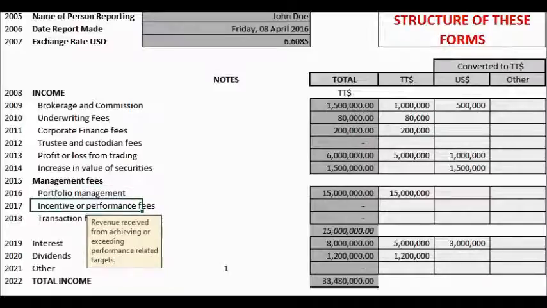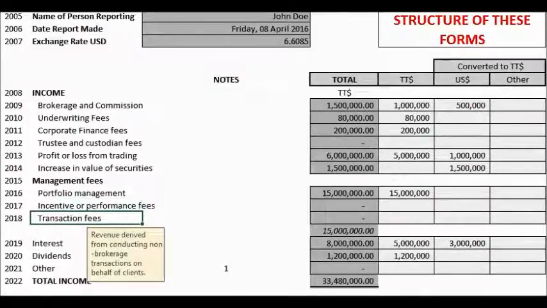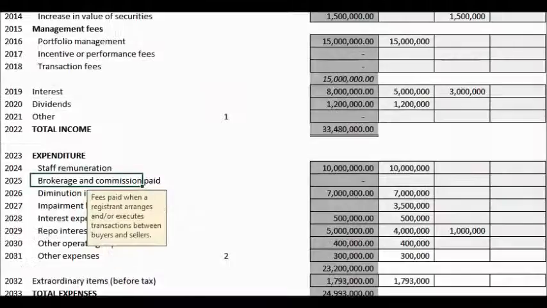Incentive or performance fees relate to all revenues derived from achieving or exceeding performance-related targets established by clients. Under transaction fees, the reporting entity is required to state the total revenue derived from any fees associated with transactions on a client's portfolio which are not brokerage or commission fees.